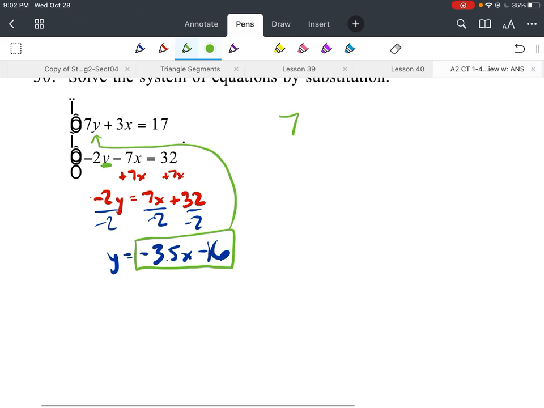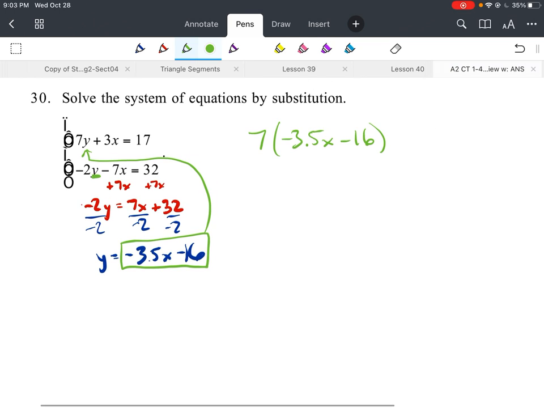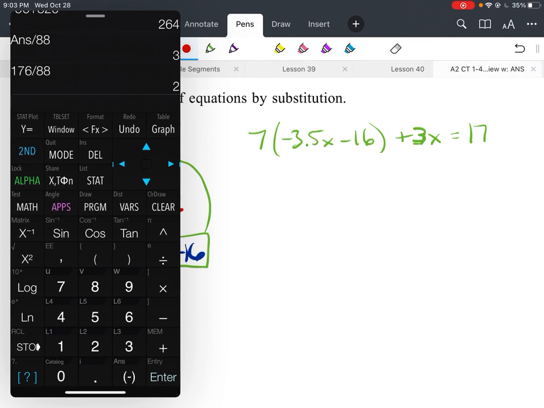So we're going to do 7 parentheses. Instead of y, I'm going to write negative 3.5x minus 16, like that. And we'll do plus 3x equals 17. All right, now let's work it out. This is going to be 7 times negative 3.5, which gives me negative 24.5x, and minus 7 times 16 is 112.